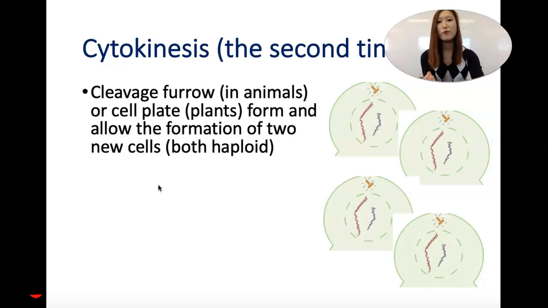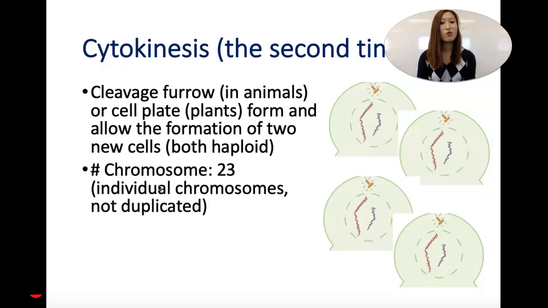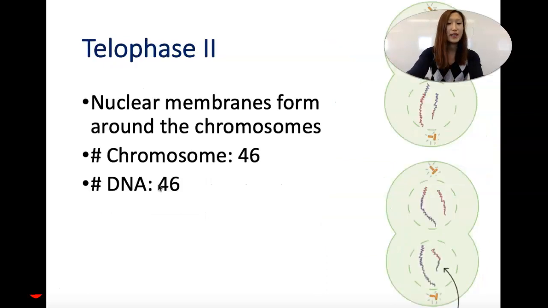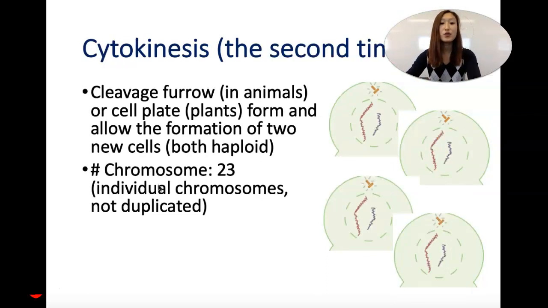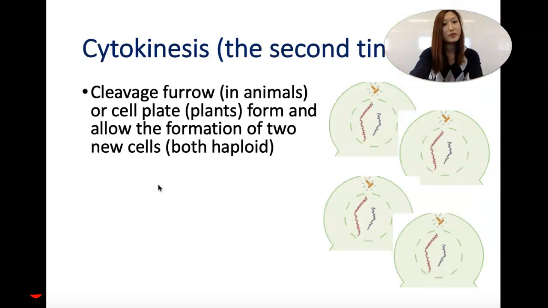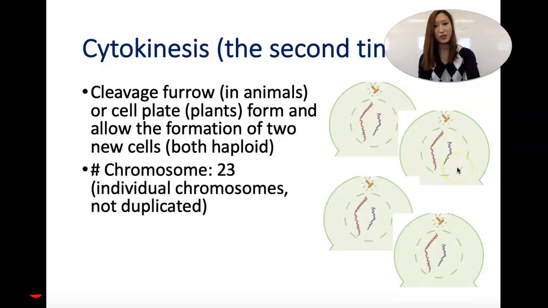In cytokinesis, they're forming a cleavage furrow or cell plate again. Your cells are still haploid. We're trying to make haploid cells, so we're staying haploid. Number of chromosomes, 23. So we went from 46 unduplicated chromosomes to 23 unduplicated chromosomes. Okay, see the difference? We're not splitting yet. It's still 46, or in this case 4. But now we split, so we have 23 and 23, or 2 and 2 in this picture.